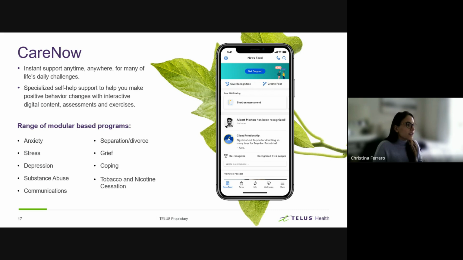So kind of highlighting the range of the different programs that we offer with it. It's anything regarding anxiety, separation or divorce, grief, depression, stress, tobacco use, communications, coping, the list goes on and on. So anything that you are feeling that you do need support on, you can go ahead and look throughout Care Now. There's a search bar there. I can actually show you when we do our brief demo, but it can show you the different programs once you type out what exact topic you're looking to get help on.